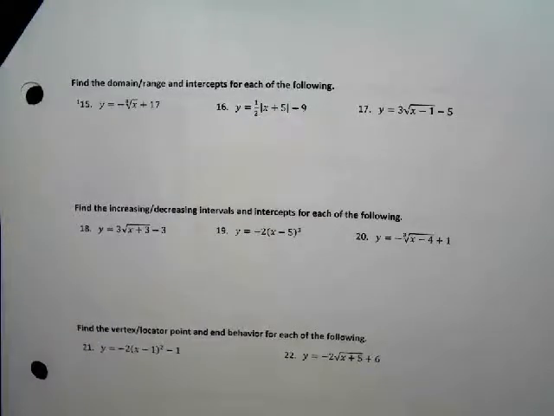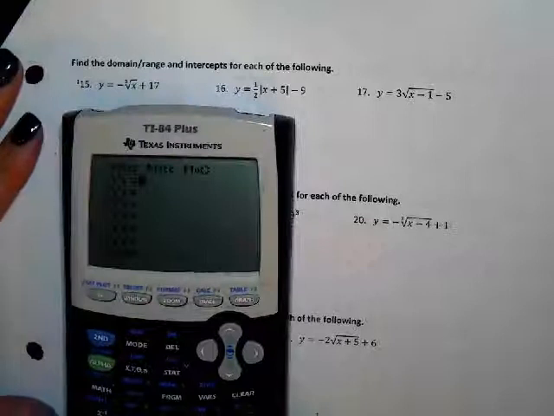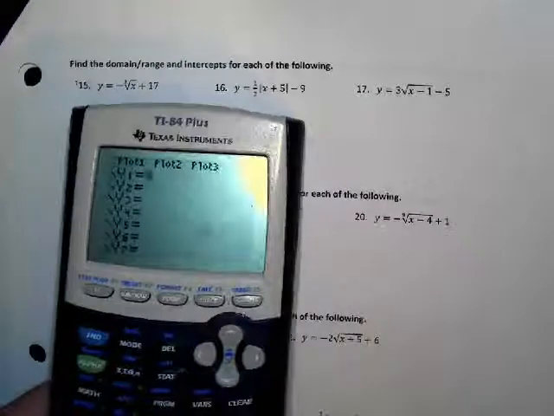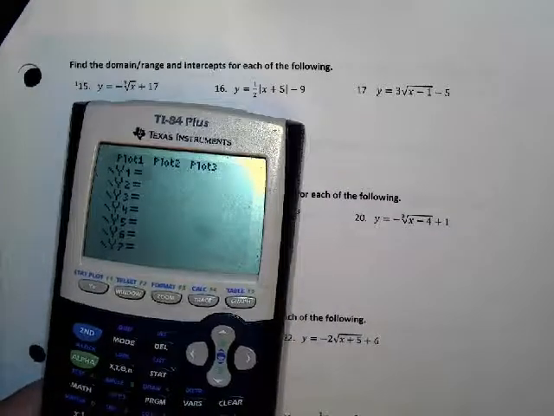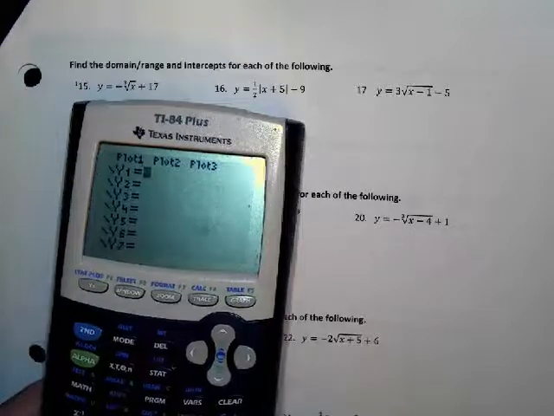Number 15 usually gets people because there is an x-intercept. Did anyone say none? It's large, but did you find it on your own or did you have to use the answer key? That's the question. Okay, so for those of you who used the answer key, we want to make sure we could get an answer like that on our own.